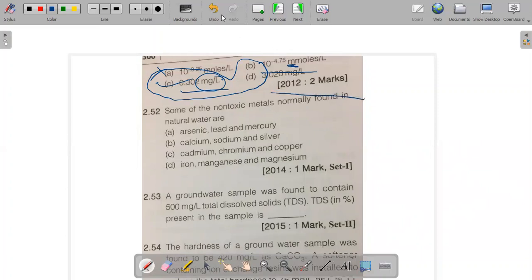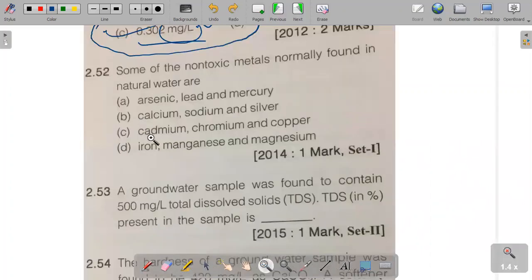Let's move on to our next question, 2.52: some of the non-toxic metals normally found in natural water. Basically it's a theoretical question, and here we need to find the non-toxic metals normally found in natural water. From the given options, you'll easily get that iron, manganese and magnesium are non-toxic metals found in natural water.